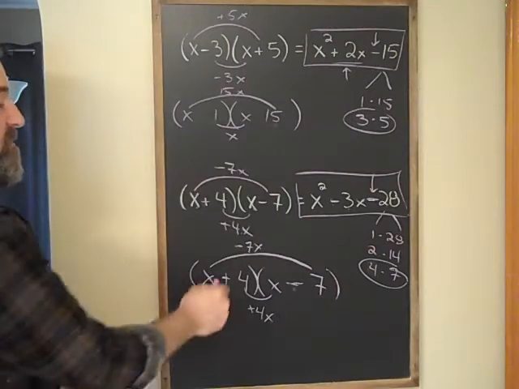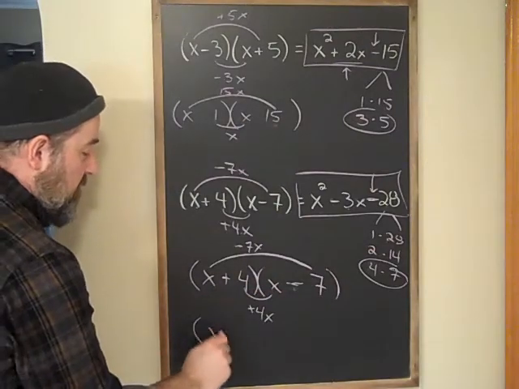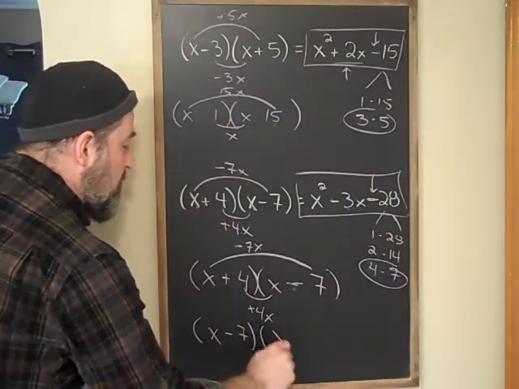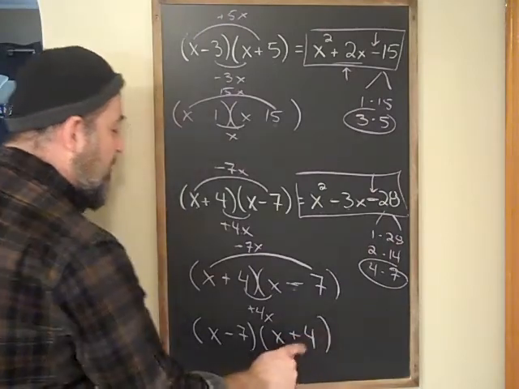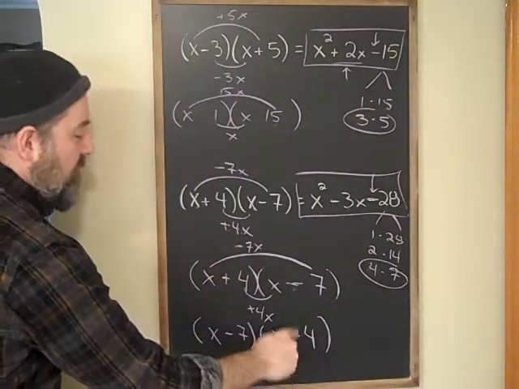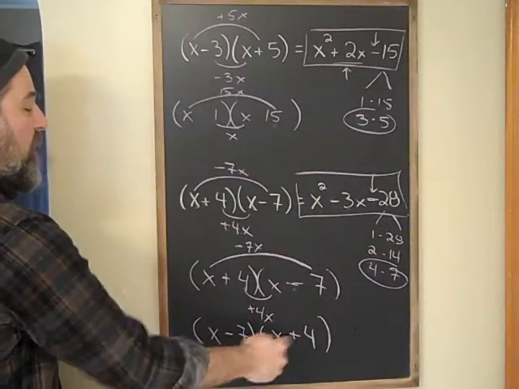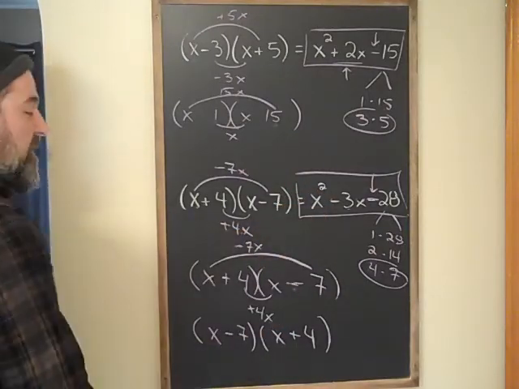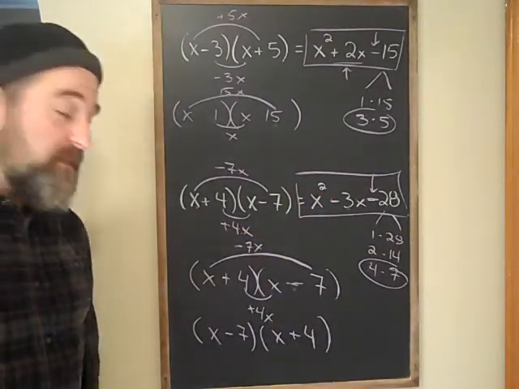And as before, it doesn't matter the order in which those two binomials are written. I could have written the 7 first and the 4 next, but it's still going to say x plus 4 and it's still going to say x minus 7. But those two factors multiply to be that. Let's do some examples next.